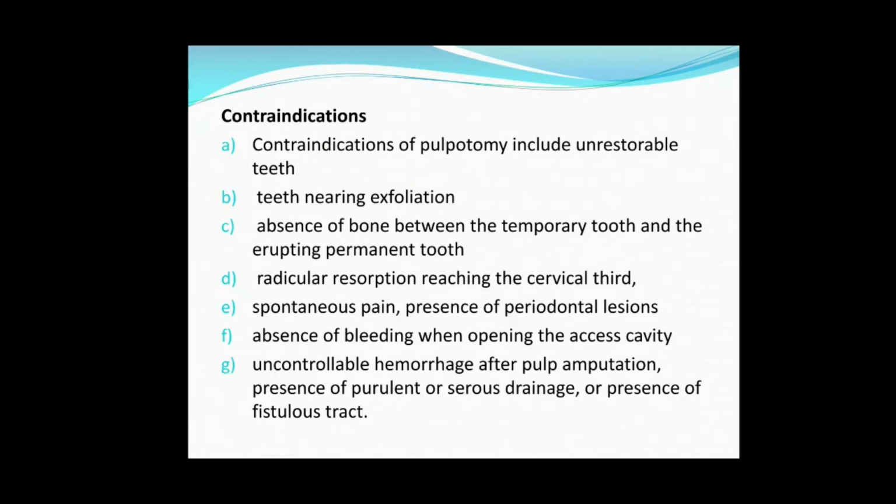Contraindications of the pulpotomy include unrestorable teeth, teeth nearing exfoliation, absence of bone between the temporary tooth and the erupting permanent tooth, radicular resorption reaching the cervical third, spontaneous pain and presence of periodontal lesions, absence of bleeding when opening the access cavity, when there is uncontrollable hemorrhage after pulp amputation, presence of purulent or serous drainage or presence of fistulous tract.